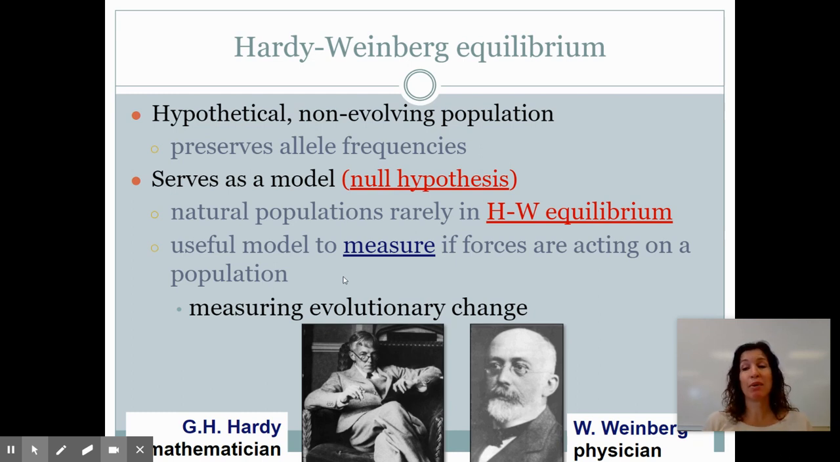So really, Hardy-Weinberg is not going to happen in nature. It's really hypothetical. It's non-evolving, and it serves kind of as a null hypothesis, right? So we can use this to determine if a population is evolving. So this is our null hypothesis. It's a useful model to measure if forces are acting on a population, and it measures evolutionary change. And you can see there's a picture of Hardy and Weinberg. So they worked together to develop this hypothesis and the equation.